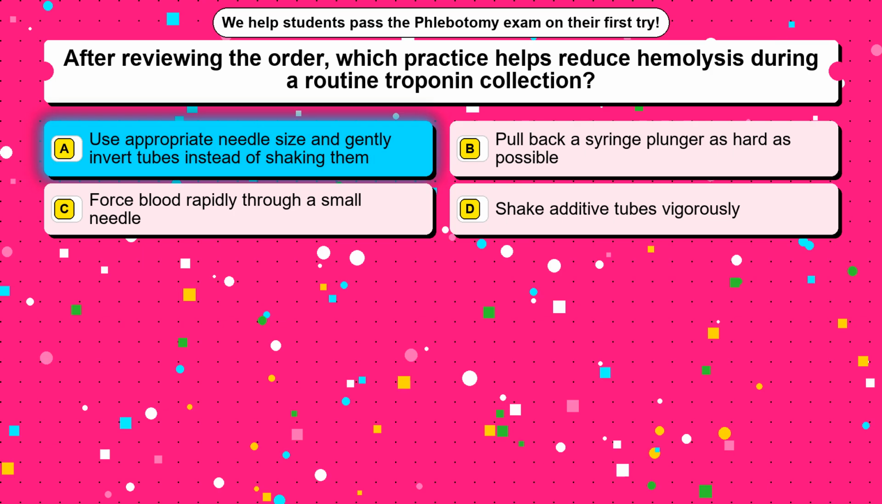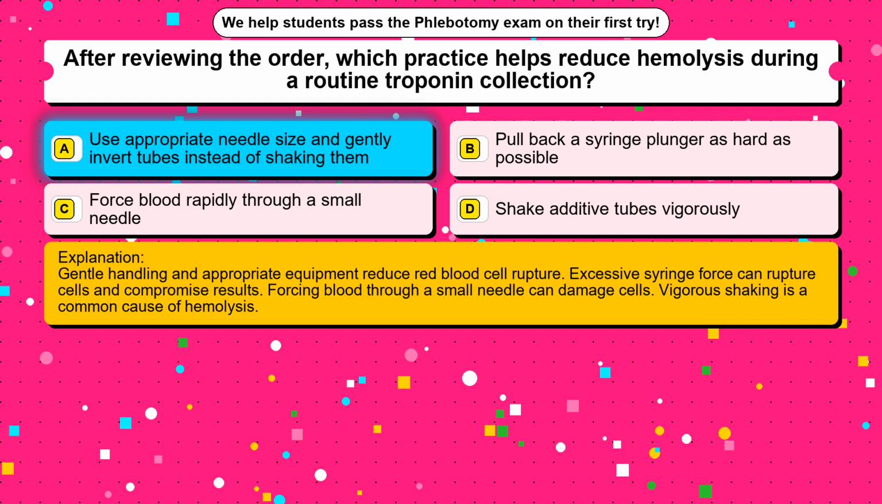The correct answer is option A. Use appropriate needle size and gently invert tubes instead of shaking them. Gentle handling and appropriate equipment reduce red blood cell rupture. Excessive syringe force can rupture cells and compromise results. Forcing blood through a small needle can damage cells. Vigorous shaking is a common cause of hemolysis.